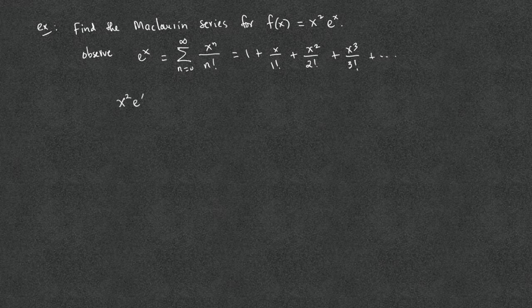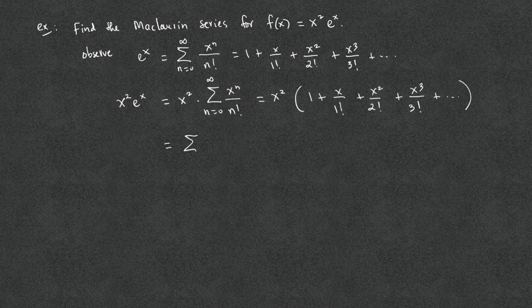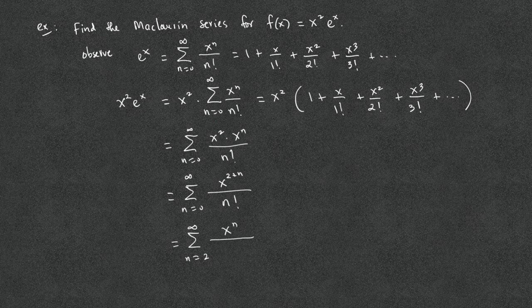And so x squared times e to the x is x squared times the series, which is x squared times 1 plus x over 1 factorial plus x squared over 2 factorial, and so on. But we can bring the x squared inside the summation to have x squared times x to the n over n factorial, which is x to the n plus 2 over n factorial, starting with n equals 0. If we start with n equal 2, then we just simply shift the series to the left 2 units by replacing n with n minus 2.